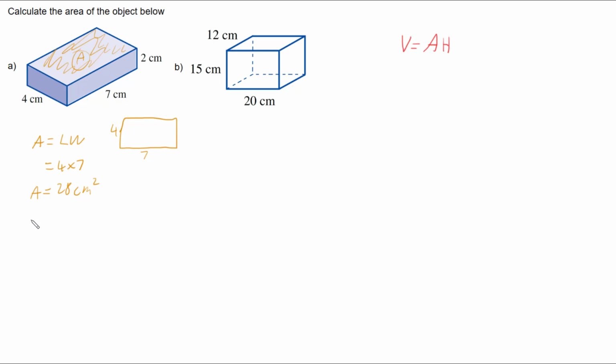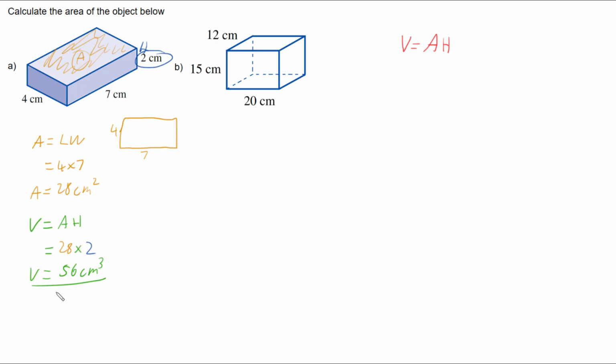We can then go do the volume, which is the area of the base times by height, and so we've got 28 multiplied by, and our height is the 2 centimeters, so we're going to multiply by 2. And so we get our volume of 56 centimeters cubed.